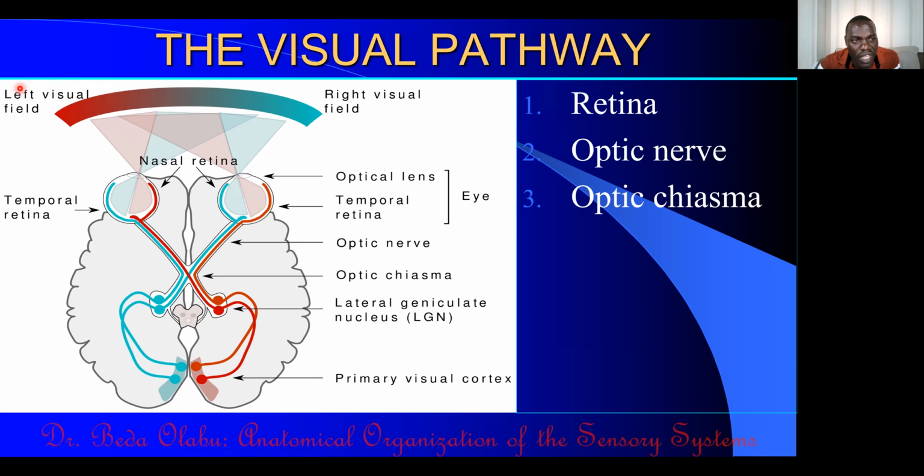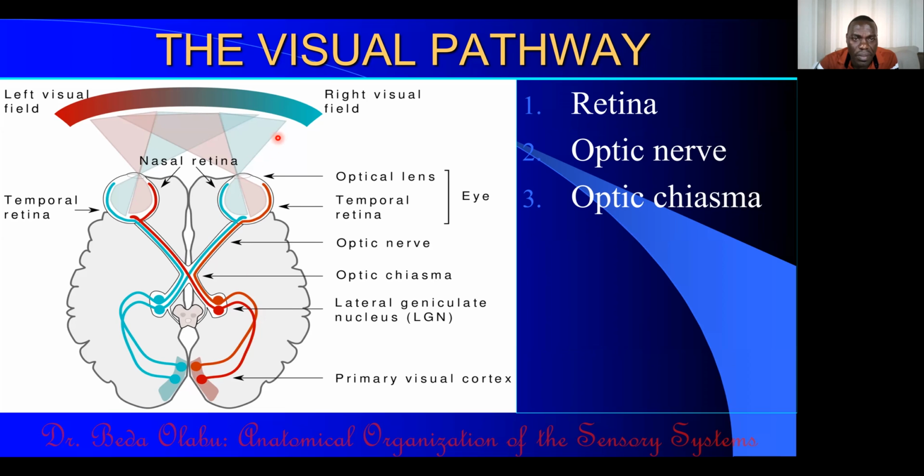A ray from the left visual field landing on the right eye. We consider that that one has already decussated because it's from the left field. It has landed on the right eye, so that one does not need to decussate again. That's why it goes on the same side.